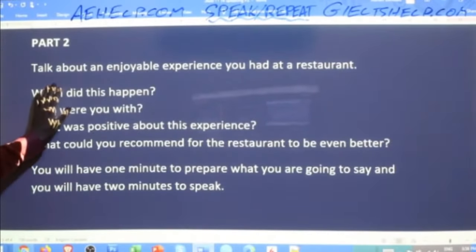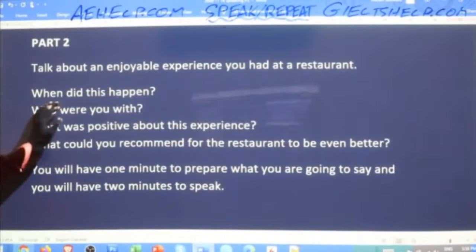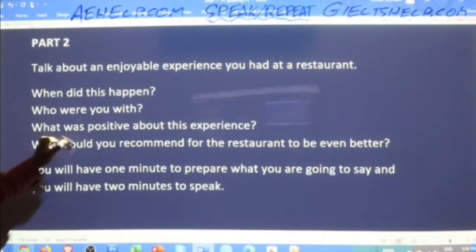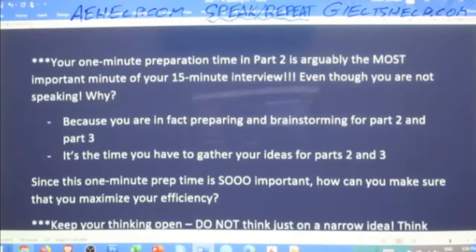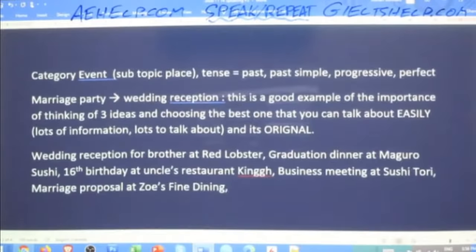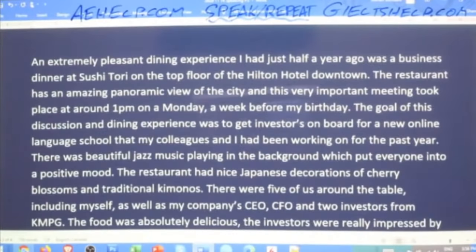Here we go. Talk about an enjoyable experience you had at a restaurant. When did this happen? Who were you with? What was positive about this experience? What could you recommend for the restaurant to be even better? With great planning, we came up with a great response. Let's go through it together.